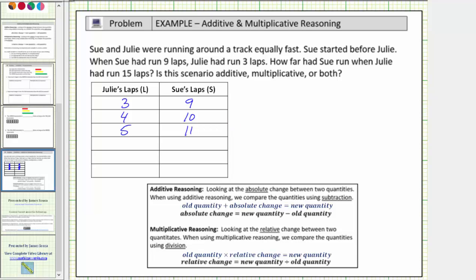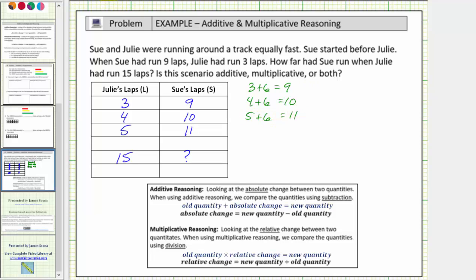And the question is, how far had Sue run when Julie had run 15 laps? So to answer this question, we need to look for a pattern or determine the process to determine how many laps Sue had run given the number of laps Julie had run. We'll notice that 3 plus 6 equals 9, 4 plus 6 equals 10, 5 plus 6 equals 11.